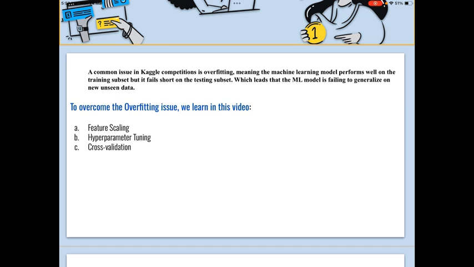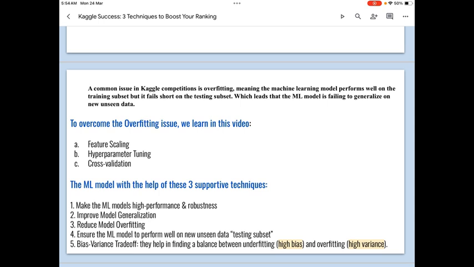In the last video, I touched on the overfitting issue and the variance term, so feel free to check that out. The machine learning model is failing to generalize on new unseen data. And to overcome this overfitting issue, we will learn in this video feature scaling, hyperparameter tuning, and cross-validation. How can we do this? Basically, these supportive techniques make the machine learning model perform well and achieve high performance.